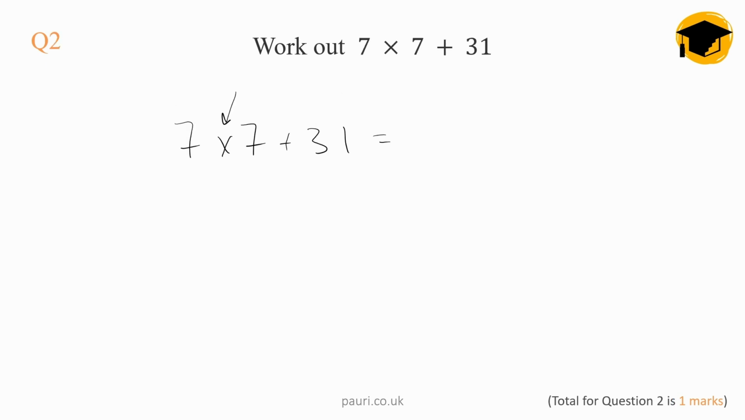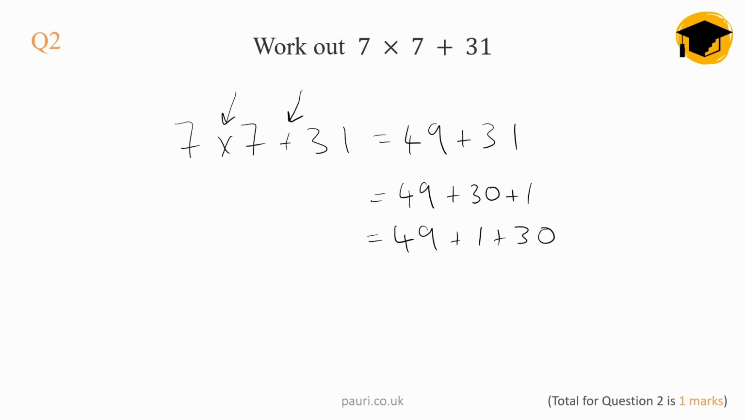What comes first? You've got two operations, multiplication and addition. M comes before A, so BIDMAS, MA. So 7 times 7, 49 plus 31. We can do that in our head. We don't need to do our big calculation that we did before. If you're not sure, break it up. You could do 49 plus 30 plus 1. You could also do 49 plus 1 plus 30. Or you could keep 31 and break up the 40 and the 9. 49 plus 1 is 50. 50 plus 30 is 80.